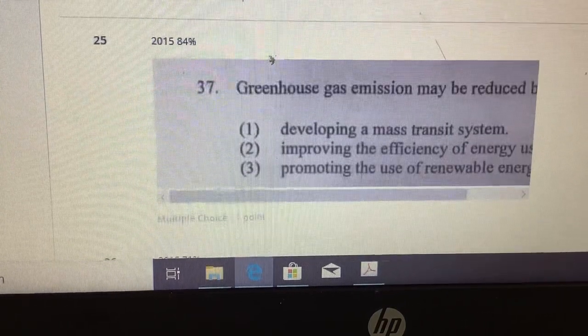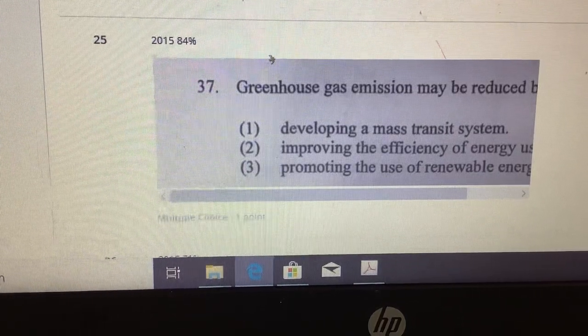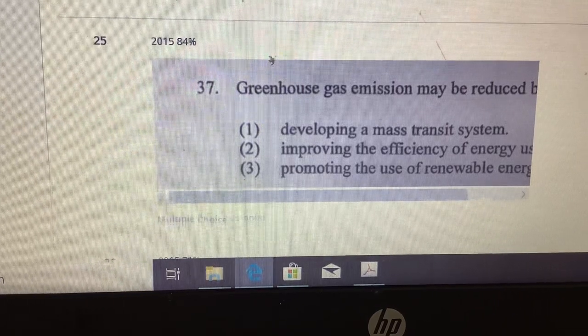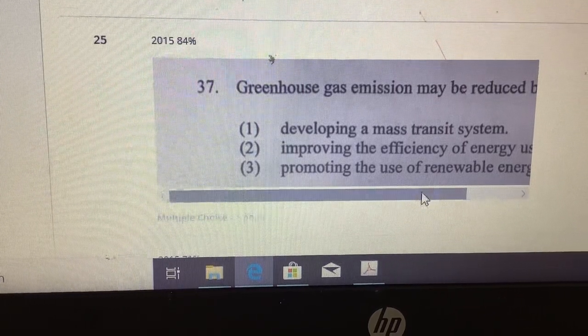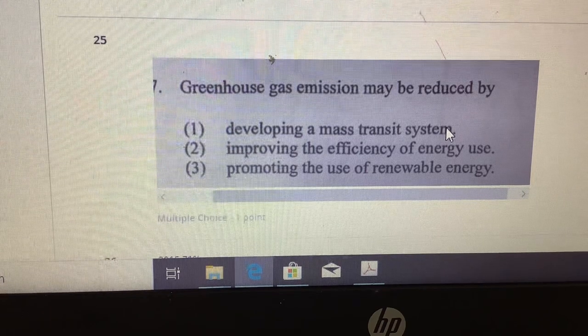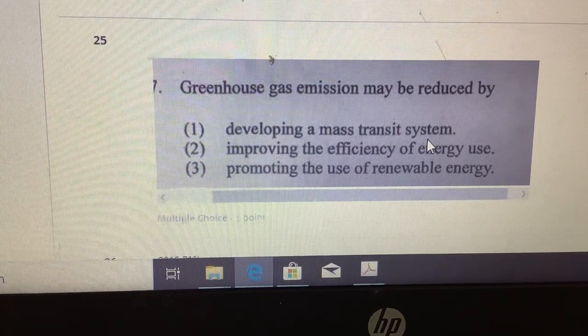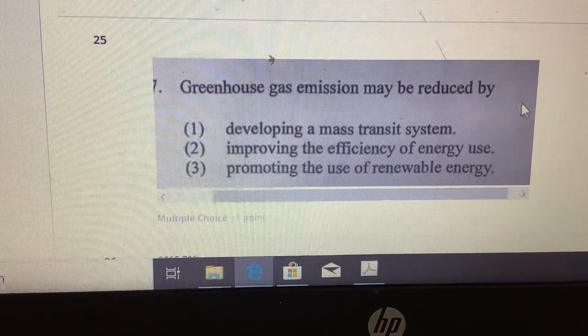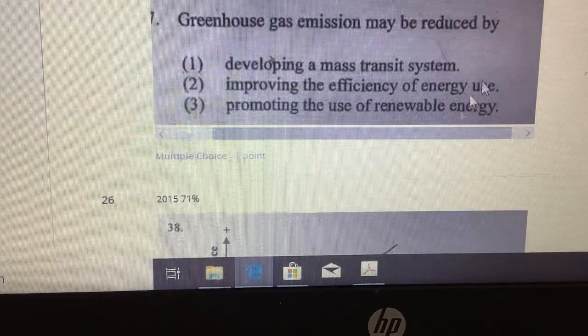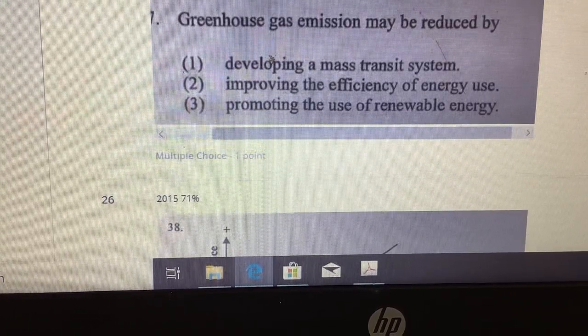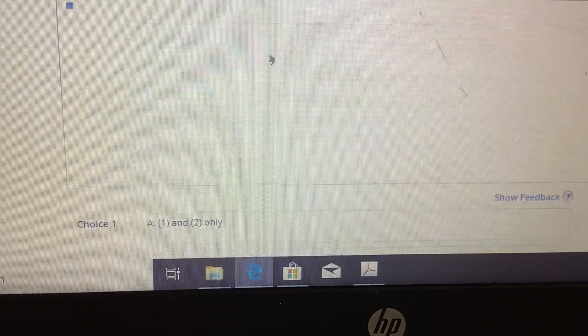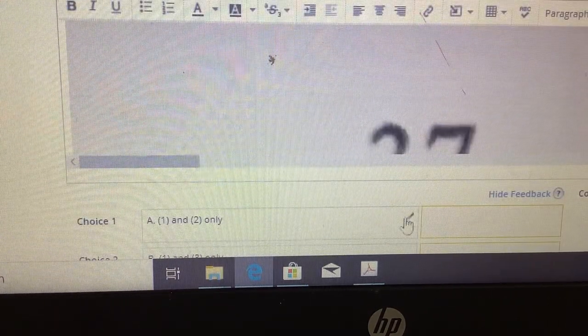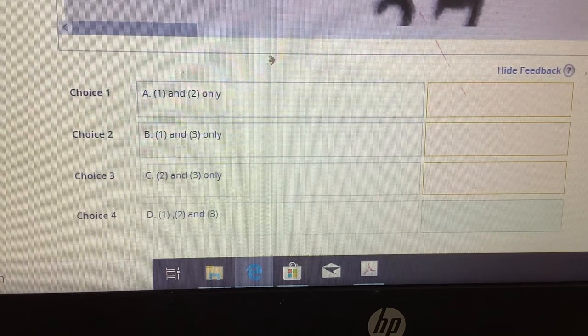Next one should be this one. Greenhouse gas emission may be reduced by developing a mass transit system, yes, improving energy efficiency of the energy users, yes, promoting the use of renewable energy, yes. All of them are correct. So it's number 1, 2, 3.